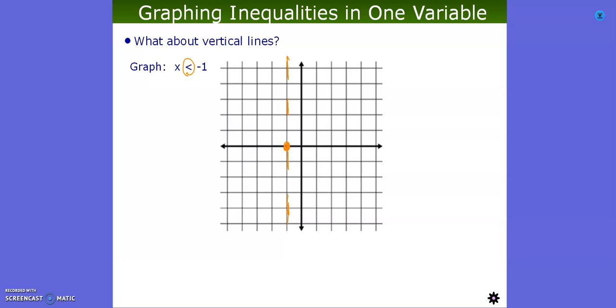And I want to use that x-axis to help me with my shading. So this is -1, here's 0, 1, 2, 3, 4, this is -2, -3, -4, and so on and so forth. Where are all the numbers that are less than -1? The numbers less than -1 are to the left. So I'm going to go ahead and shade all the values that are to the left. Oops, I got a little crazy there and crossed my dot there, but anywhere over here.